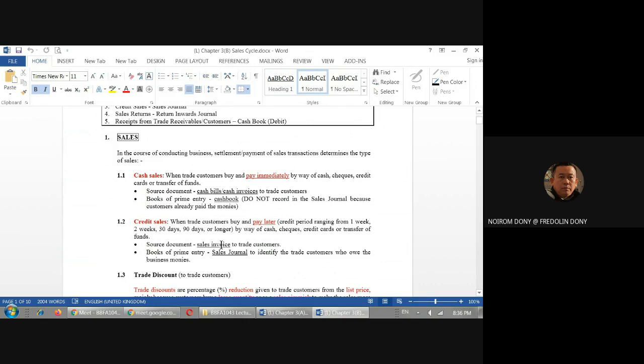But again, you have to look at the wording, because sometimes you get confused whether it's a purchases invoice or a sales invoice. So you look at the direction. If sending an invoice, that is sales, credit sales. Receiving an invoice, that is credit purchases. That is the keyword: receiving, sending. Now, if it's cash sales, the prime entry will be the cash book. But if it's credit sales, the prime entry will be the sales journal.